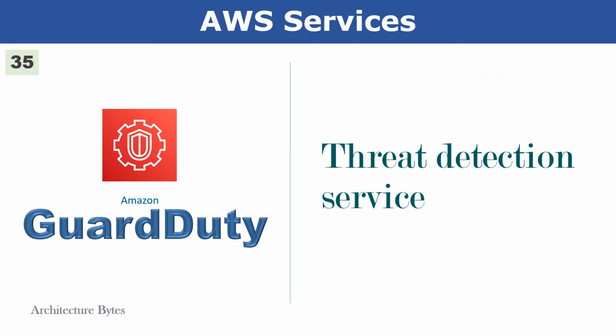GuardDuty is a threat detection service. It monitors your AWS account and workloads for malicious activity. For example, it can detect API calls from known malicious IP addresses or unusual data access in S3 and so on. It generates actionable alerts which can be integrated with existing workflow or event management systems.